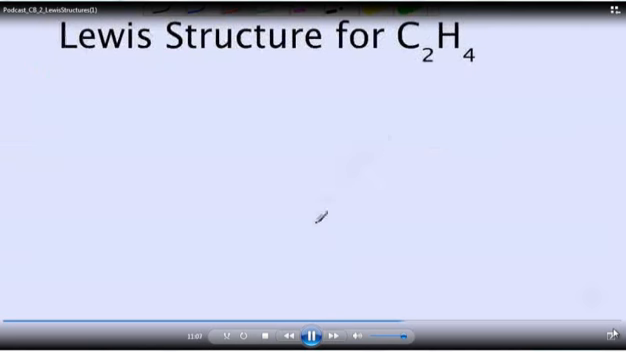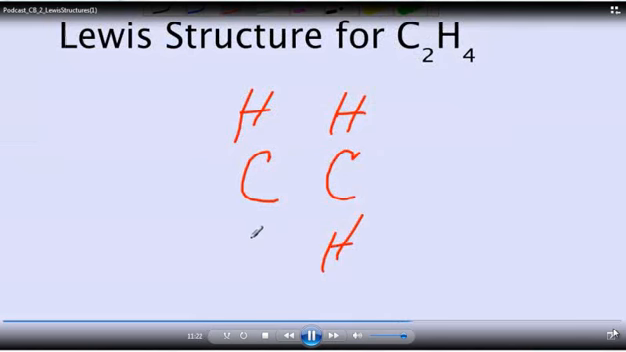Alright, so let's do the Lewis structure for C2H4. I'm going to put my carbons in the center, and I'm going to surround them by hydrogens. 1, 2, 3, 4. Okay, I'm going to put bonds between all atoms.